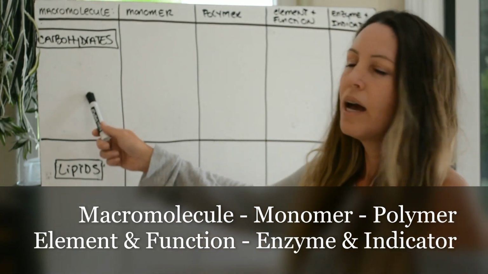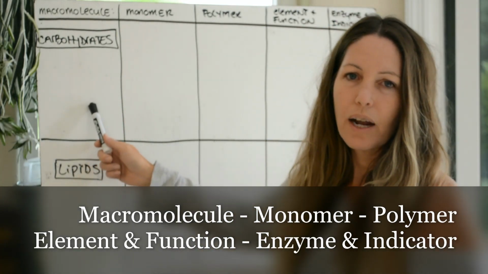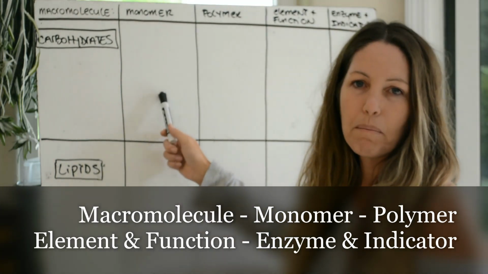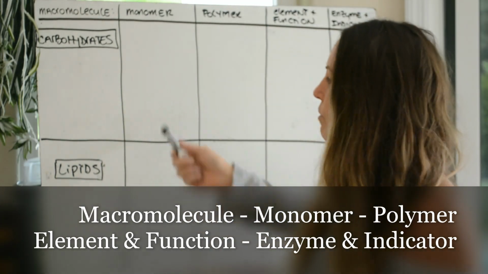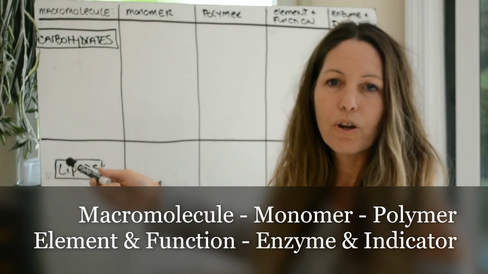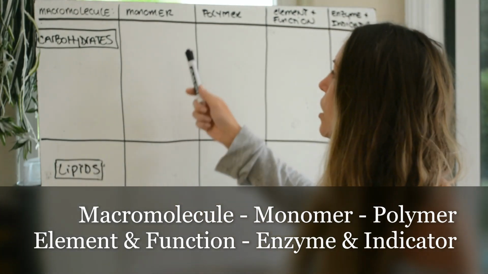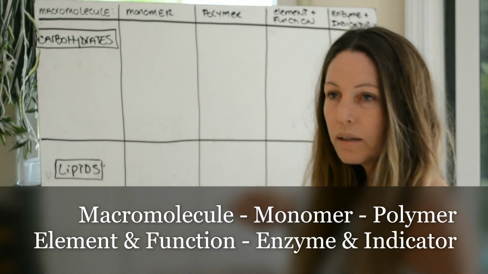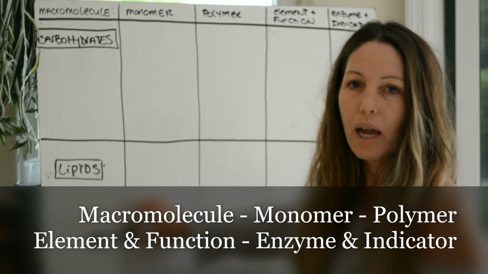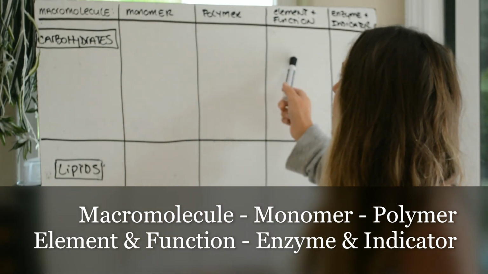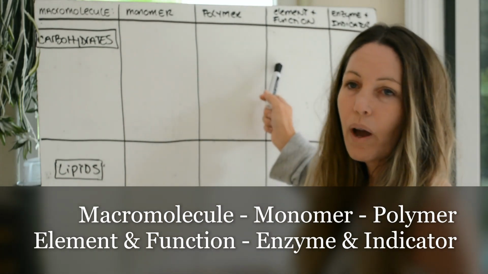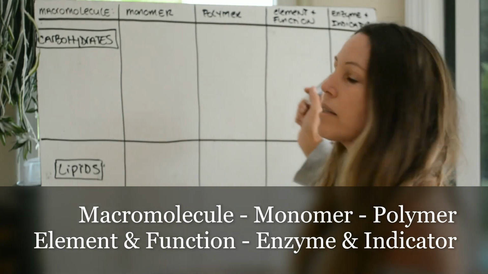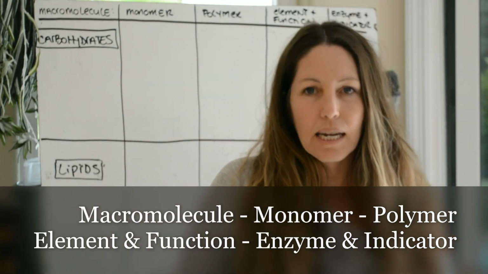Please go ahead and make a couple categories here. The first category is macromolecules. The second category is monomers. So you're going to make a big 4 square chart. We're going to start with 2 first, but go ahead and make big 4 squares. Monomers, the second category is polymers. So again, all the way down, we're going to have 4 separate categories here. The next column over is element and function. And then the last category is enzyme and indicator.